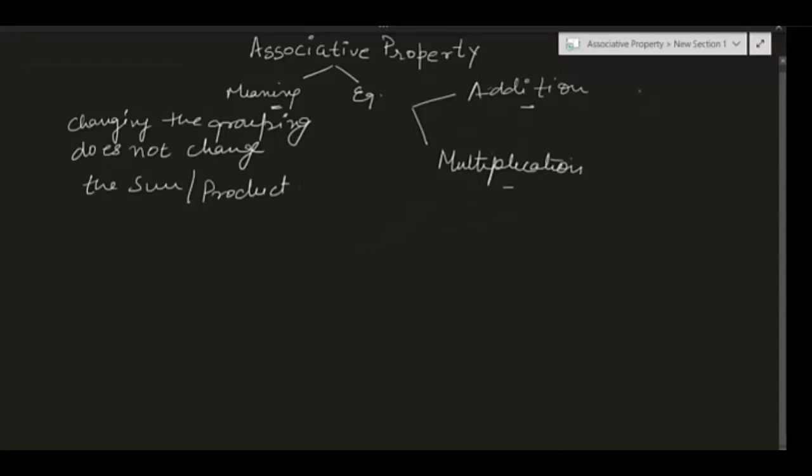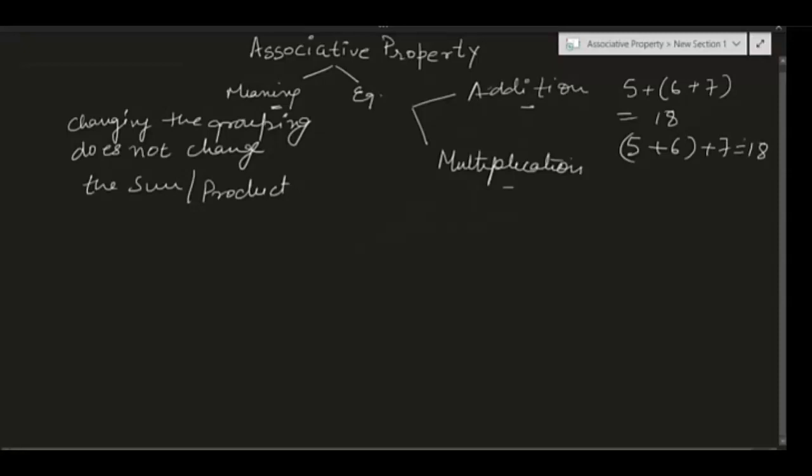For example, 5 plus, let's say 6 and 7, they are grouped together. What will you get? 18. Now let us change the grouping. Let us put this 5 and 6 together and 7 is separate. Again we are getting 18.